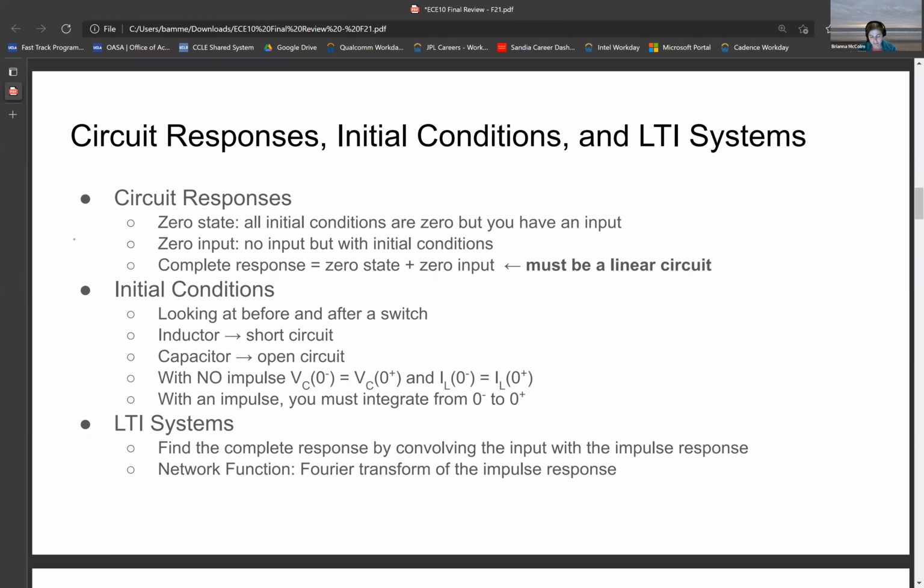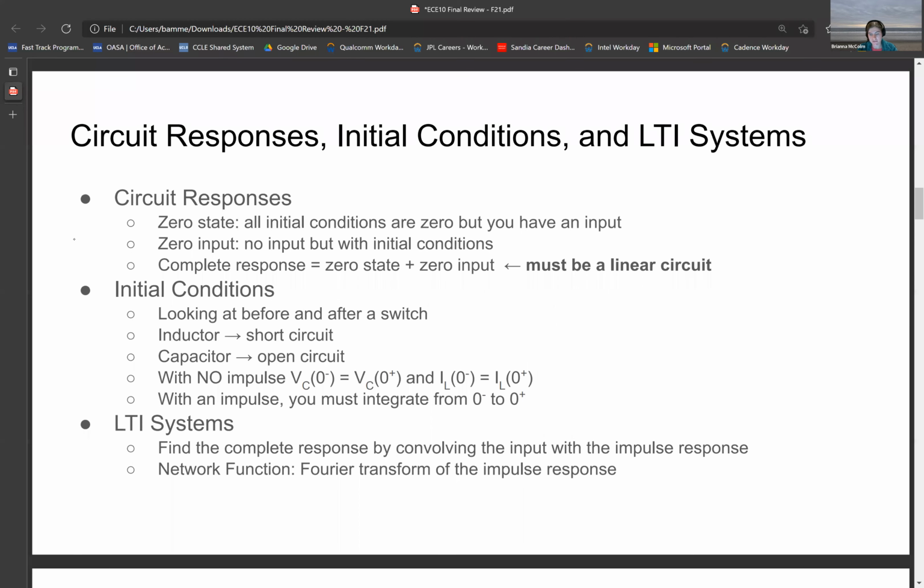And then your zero input is going to be just looking at the circuit when you do have some sort of voltage or current initial condition across the energy storing components in the circuit. And so this is going to look at when, for example, a capacitor might act as a voltage source for a brief period of time as it discharges an initial current across a resistor or something like that. That's going to be the zero input response if there's no additional voltage source or anything.